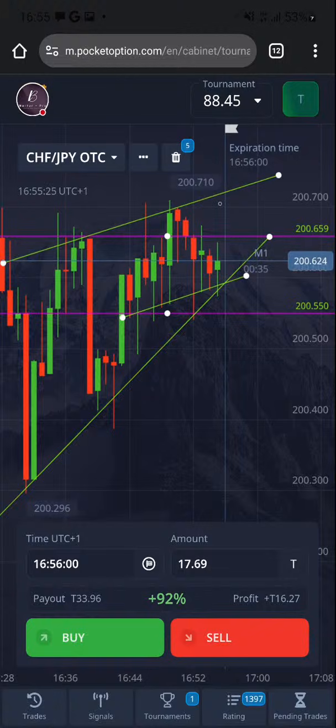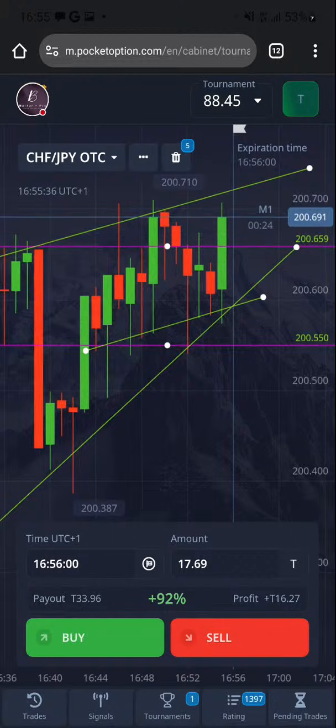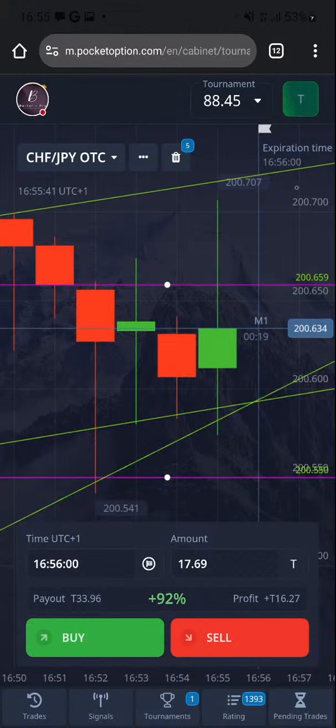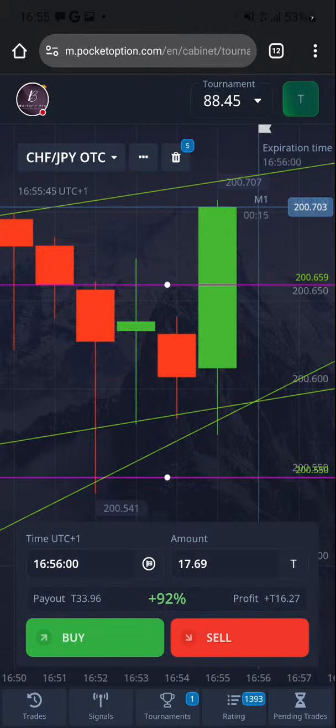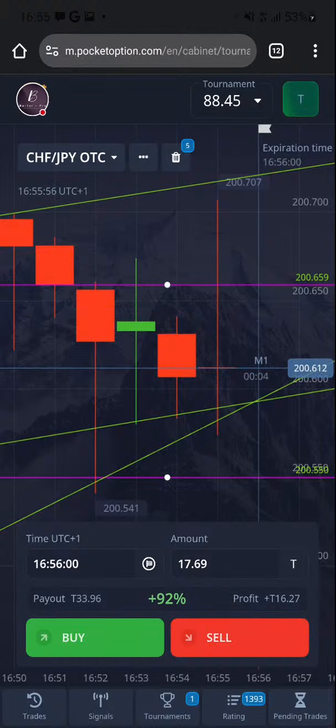If price comes up here, we can take a trade with the sellers too. If price comes up here, we can take a trade with the sellers. It was rejected by this round number. I wish they had come up a little bit, then they would pull back. I would have taken that trade on that common point of rejection. But they were rejected by this round number here.